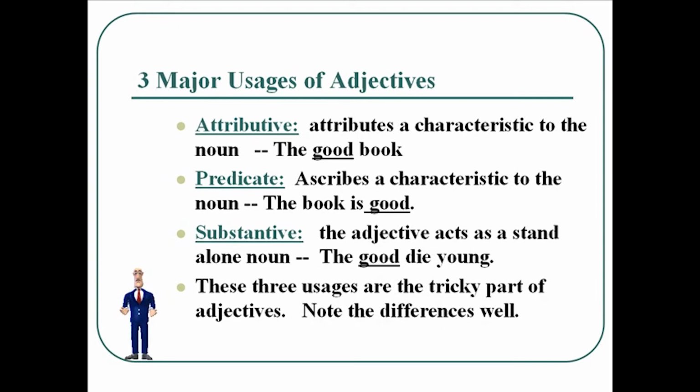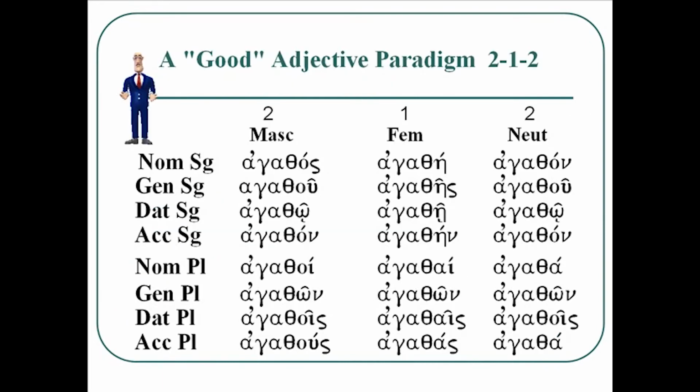So these three usages are really the tricky part of the adjectives. When you see the forms, it's going to be no big surprise on any of the forms. But what type of usage, whether it's attributive, predicate, or substantive use, that will be the real issue with mastering these adjectives. Don't be scared off by this slide with all these forms on it. For our adjective, we'll use the word agathos, which means good. So this is a good paradigm, because it's one I don't want you to learn necessarily. I just want you to be able to think through using the forms that we already know.